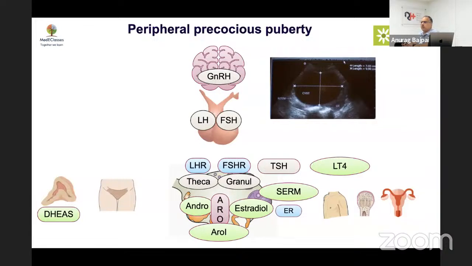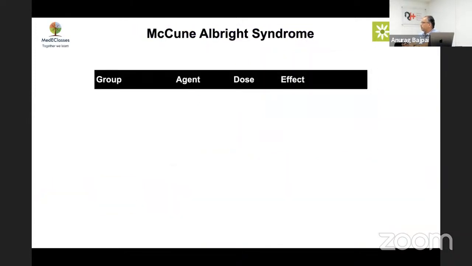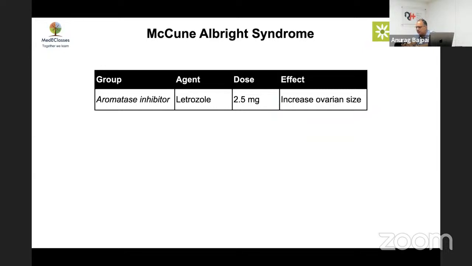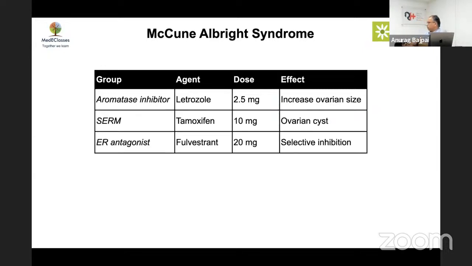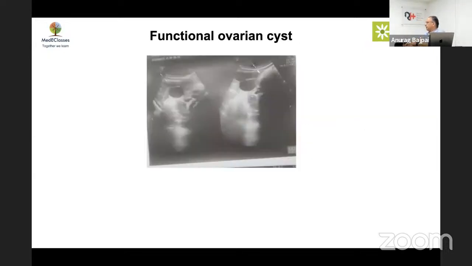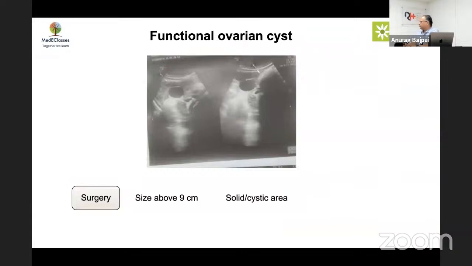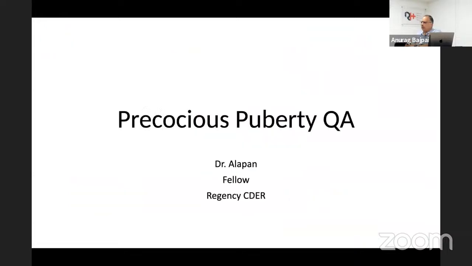One can also use an estrogen receptor antagonist, which is fulvestrant, which will also result in improvement in this scenario. So for McCune-Albright, the options are aromatase inhibitors, selective estrogen receptor modulators, or estrogen receptor antagonists. For functional ovarian cyst, generally surgery is required only in large cysts with polycystic area and the risk of rupture and torsion. So we have tried to cover a lot about precocious puberty in the last 1 hour, in terms of evaluation, etiology, and management.